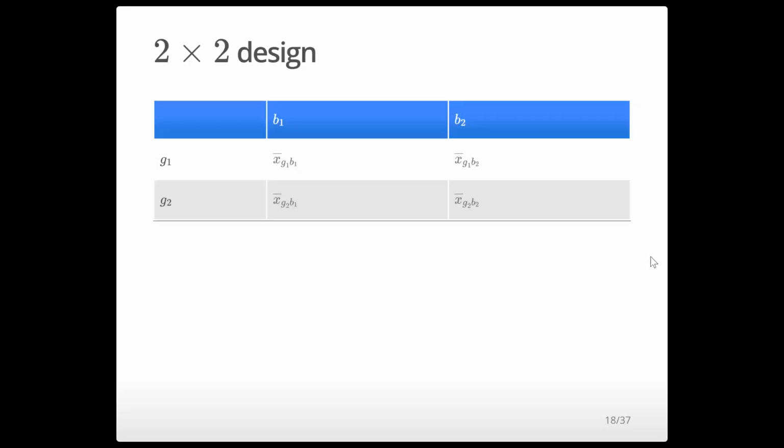So here you see my rows are one grouping variable, which I'm writing as G1 and G2, and then my columns are another grouping variable, B1 and B2. And so there's 4 different means. There's the mean for the combination of G1 and B1, G1 and B2, G2 and B1, and G2 and B2. So really, even though I have 2 different grouping variables, I have 4 total groups, 2 times 2.